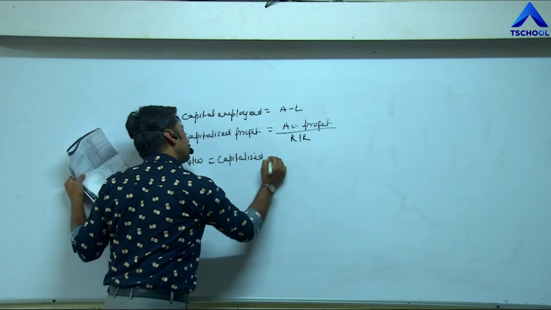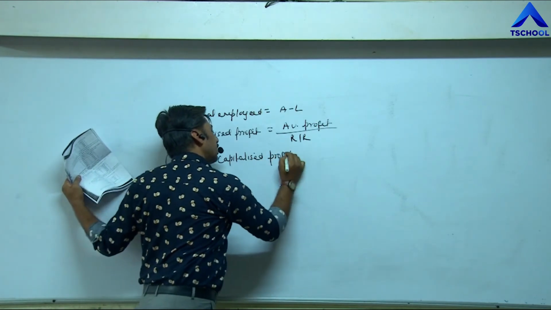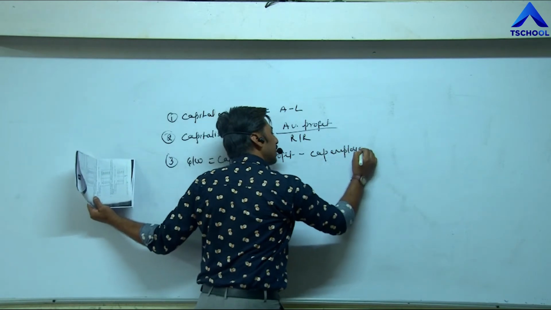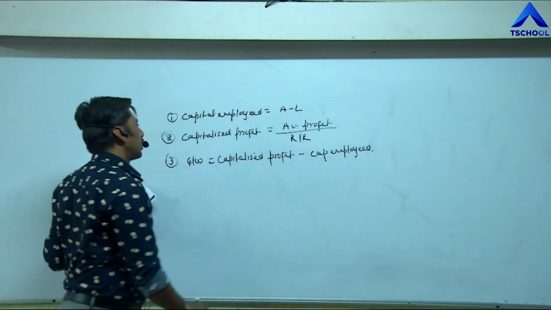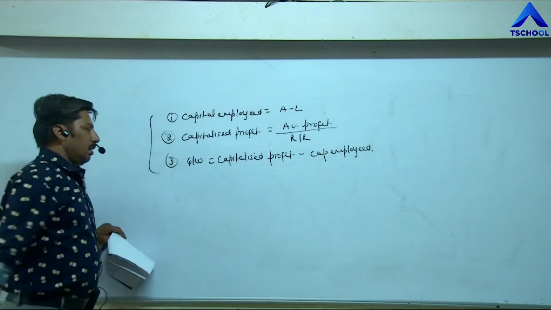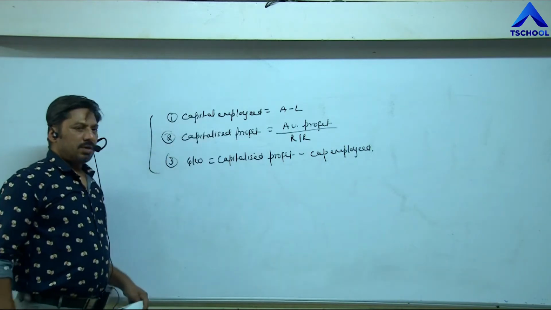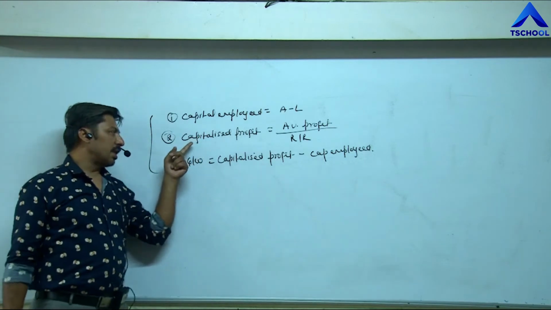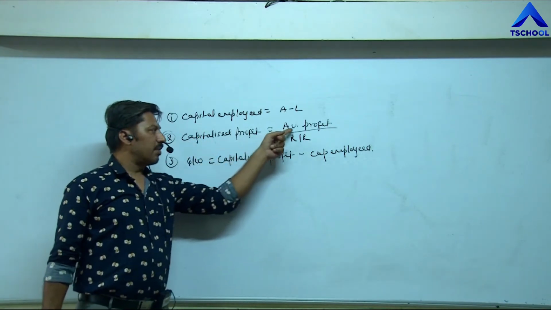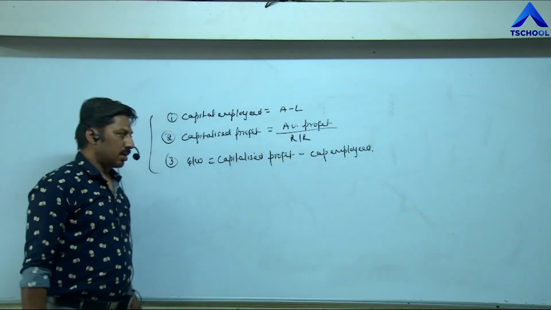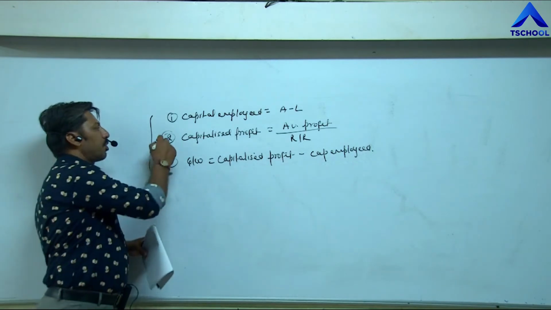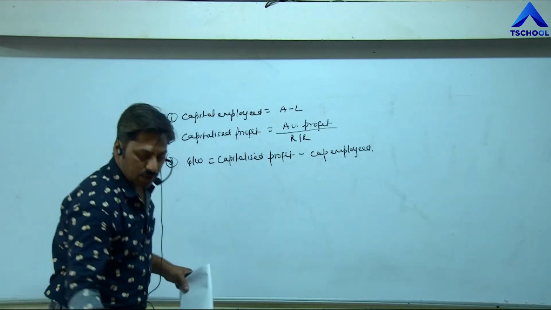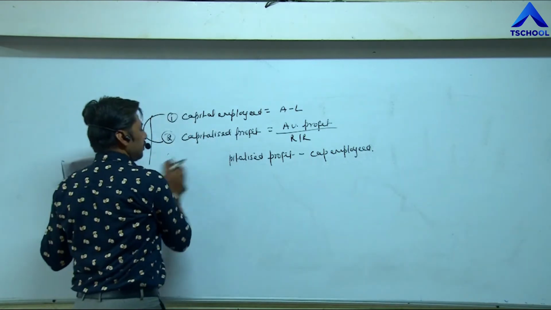Capitalized profit minus capital employed. These are the three steps for calculating goodwill. First of all, calculate capital employed. Formula is asset minus liability. Then we need to calculate capitalized profit. Formula is average profit upon rate of return. And after that, capitalized profit minus capital employed, we get goodwill. So last question, final question, question number 10.